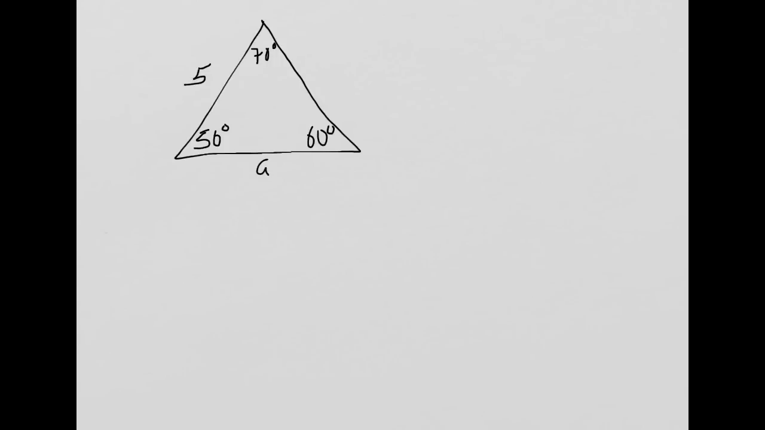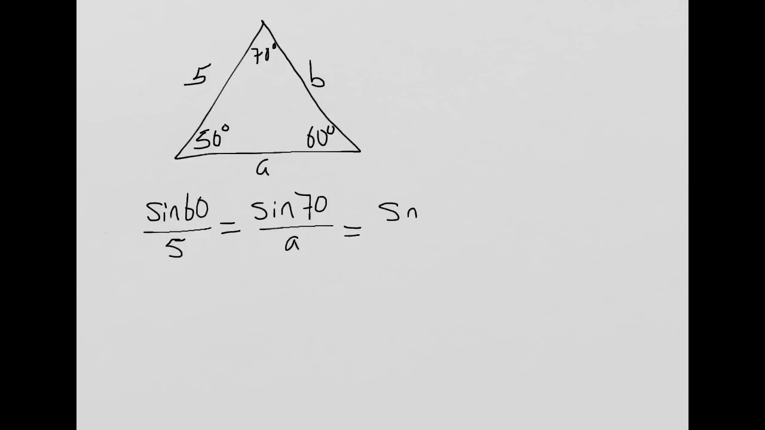Let's label those two sides a and b. So I've got a few pieces of information. From the law of sines, I know that sine of 60 over 5 is equal to sine of 70 over a, which is equal to sine of 50 over b. That follows from the law of sines we had on the other page. Now it's just a little bit of algebra.